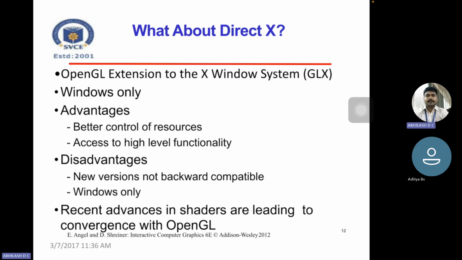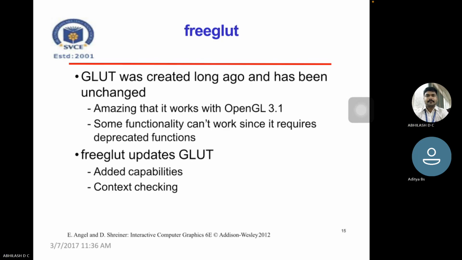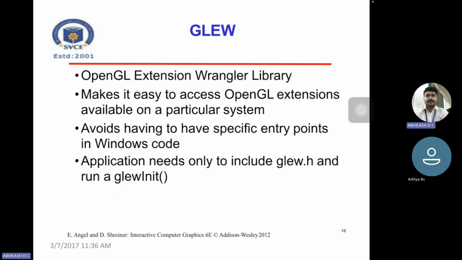GLUT lacks the functionality of a good toolkit for a specific platform. So at that time, we didn't have slide bars and other GUI widgets. Now it is available. So FreeGLUT has also come. Some functionality may not work, but it can be fixed when we work with the updates of GLUT, right? We also have the OpenGL Extension Wrangler, so we are adding a few functionalities.